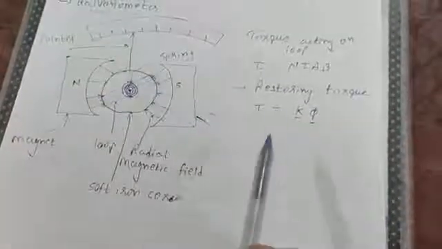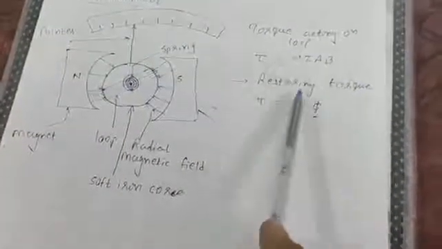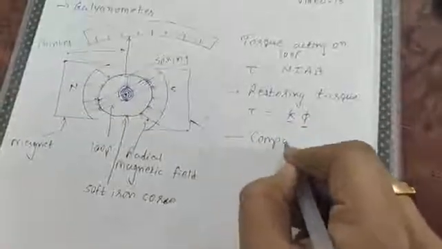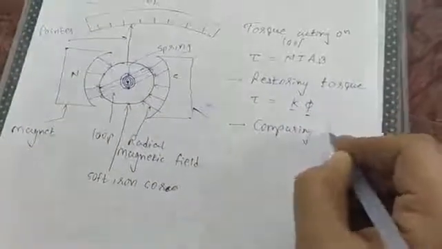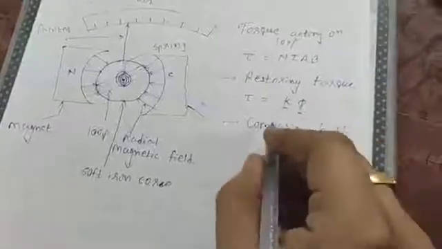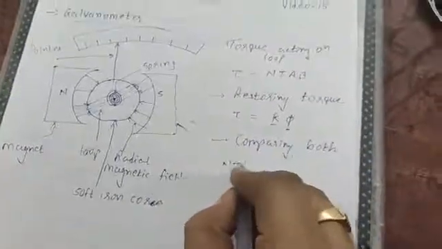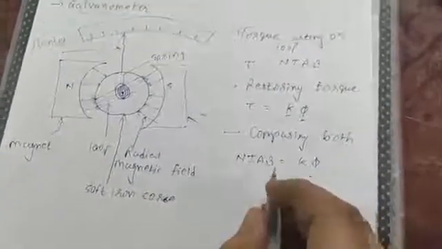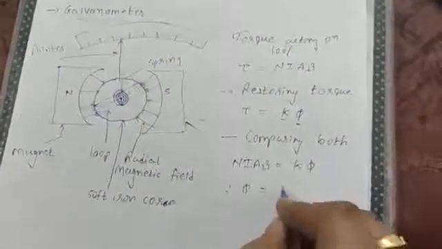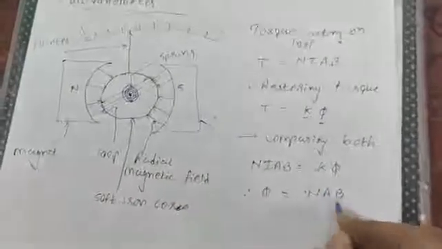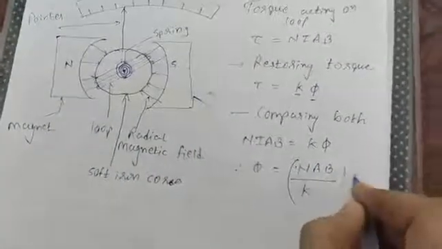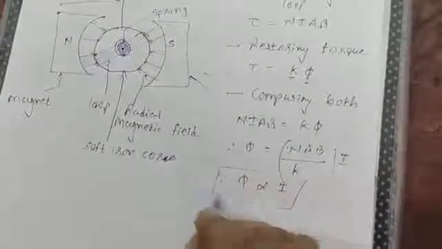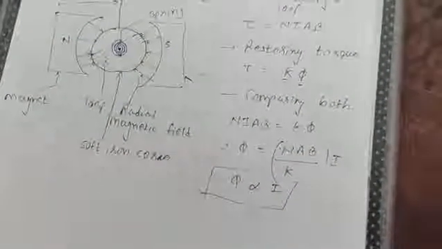Now we can say that the torque acting on the loop is equal to the restoring torque. Comparing both equations, NIAB equals k phi. So phi equals NAB upon k into I. So phi is proportional to I. This is the principle of the galvanometer.